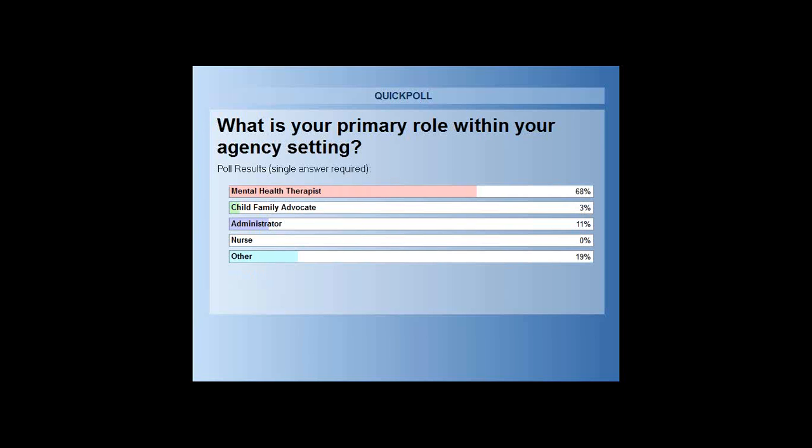Okay, so most of you are therapists or mental health professionals. Got a few administrators, a couple of advocates, no nurses, and other. Okay, so most of us are from the therapy background world. All right, well that is helpful. Thank you for answering that.